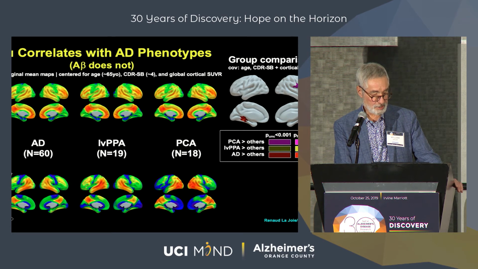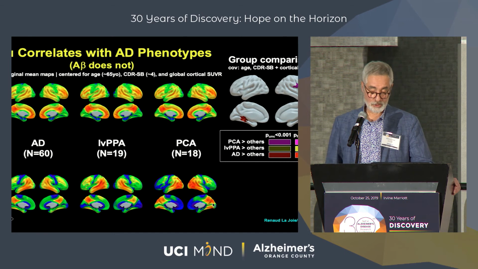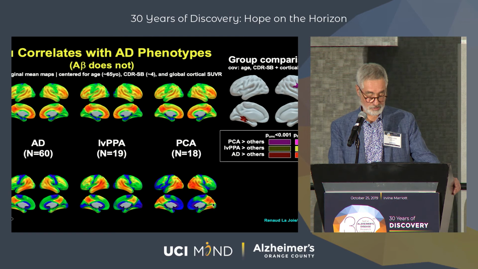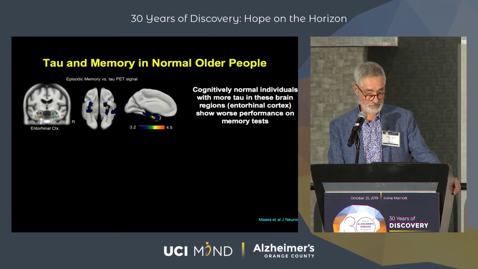These are the memory disorder Alzheimer's, and these are the language disorder Alzheimer's. So it's a little subtle, but this is the left side of the brain, this is the right side of the brain. In the language disorder Alzheimer's patients, there's more tau in the left hemisphere than in the right hemisphere. And in the patients with visuospatial disorders, there's more tau in the visual centers of the brain than there is in other places. So the tau correlates with the patient's symptoms in Alzheimer's disease, and the amyloid doesn't.